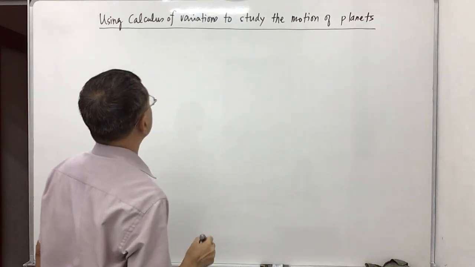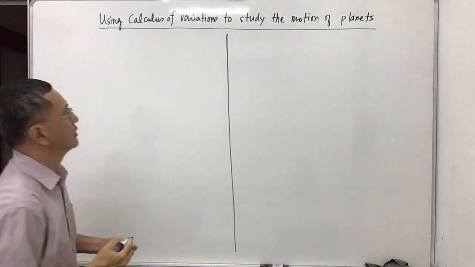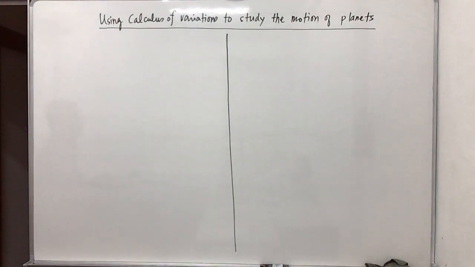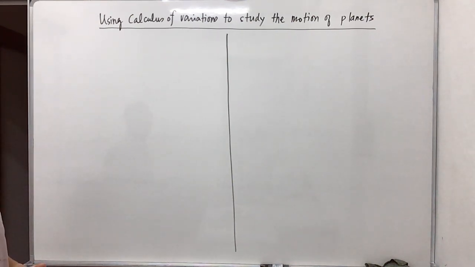Okay. Let me split up the board into two halves. The first half, I would like to use this technique to see how we can actually make discovery of two important laws of physics. In the second half, we'll try to see what kind of orbits the planet will actually follow.